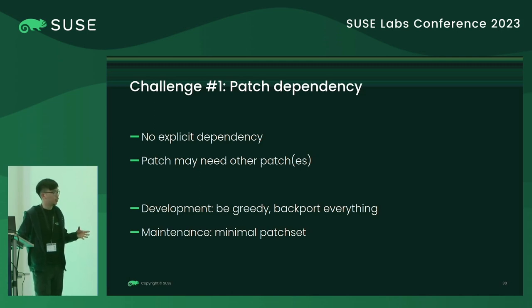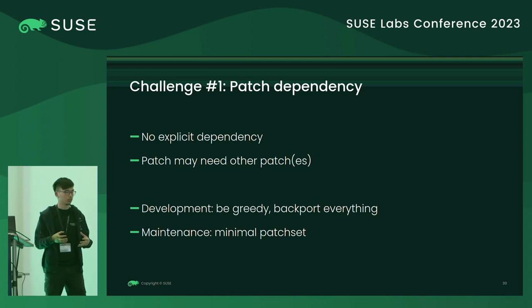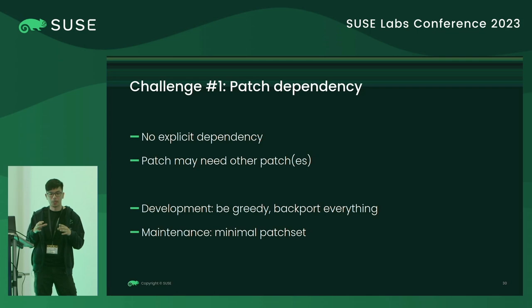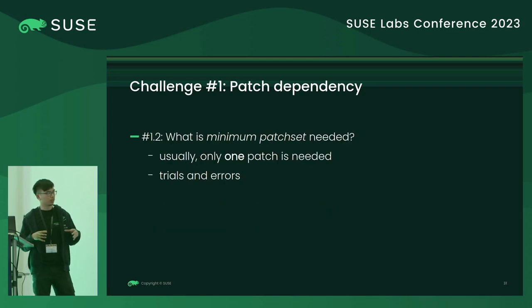On the other hand, the maintenance branch doesn't have that luxury. So you have to try to find the minimum patch set for it. Luckily, for the majority of the time, the fix is usually not that big. So if I'm lucky, usually the patch is just a single patch and fixes. If it's not, then I don't really have a good strategy. It's just trial and error: pick the patch, try to apply, test it with the customer and see if it works, and go over. So there's not really a good strategy here.